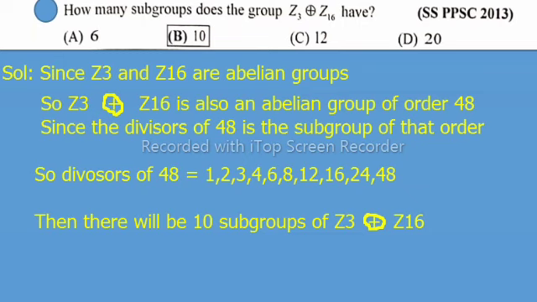Then there will be 10 subgroups of Z3 direct sum Z16. So option B is correct, which is the required solution.